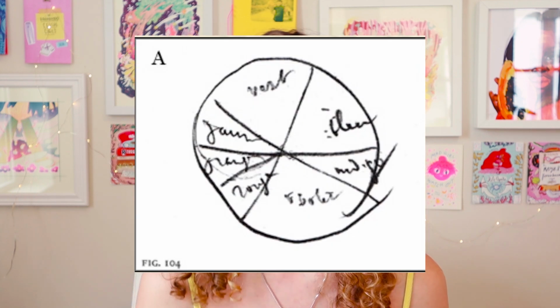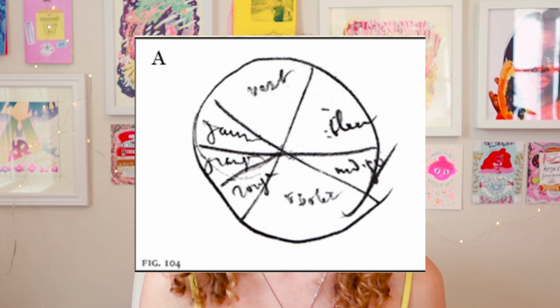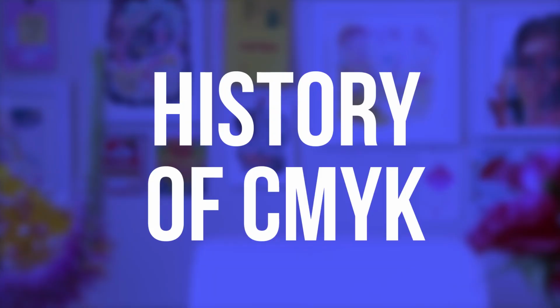That said, there were certainly plenty of other artists who really didn't care about the color wheel. Like, take a look at this half-assed sketch by Degas, which doesn't really show a particular interest in color theory. Oh well. History of CMYK.